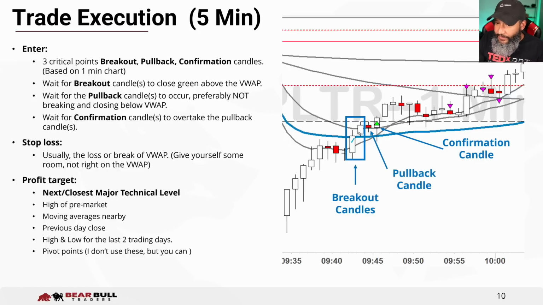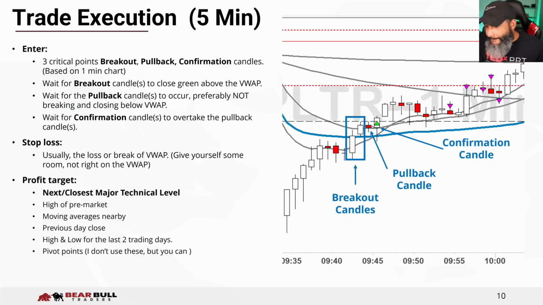They're breaking out above the VWAP. They're closing green above the VWAP. So they're establishing, hey, we are looking to stay here, not that we're just punching through and coming back down. So it's very important to wait for these candles to close. Don't jump the gun. Wait for them to close and see what the next candles are going to give you, which are going to be the next 2. The following one is going to be the pullback candle, right? So wait for the pullback candles or candle to occur. You preferably not breaking or closing below the VWAP.